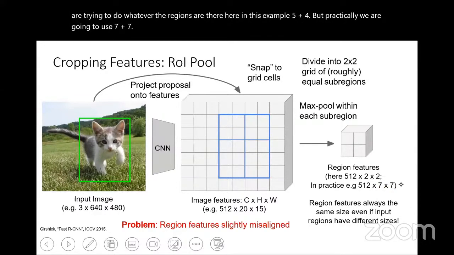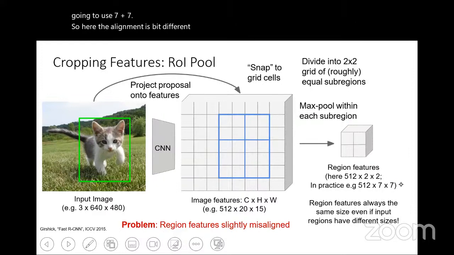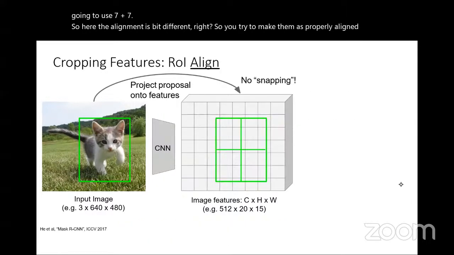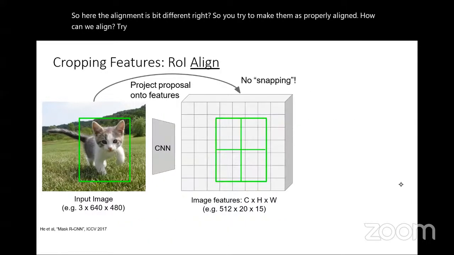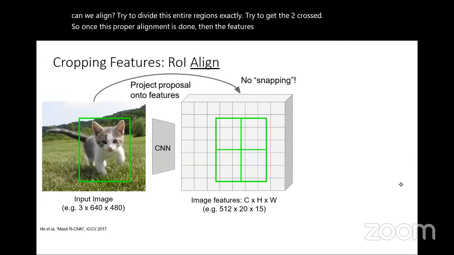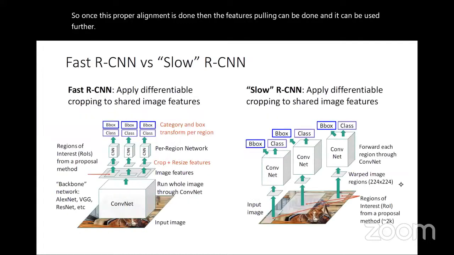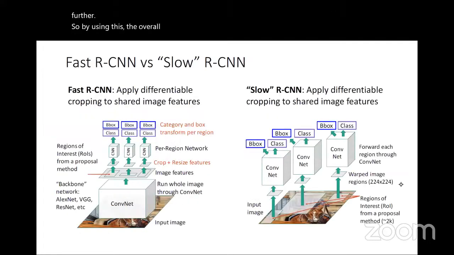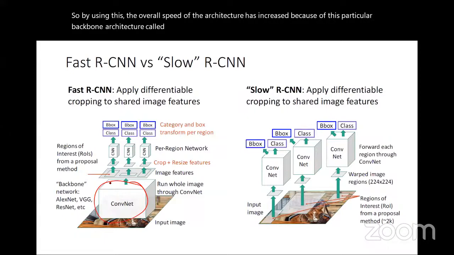So here the alignment is a bit different, right? So you try to make them properly aligned. How can we align? Try to divide this entire region exactly, try to get the 2 cross 2. So once this proper alignment is done, then the feature pooling can be done and it can be used further. So by using this, the overall speed of the architecture has increased, because of this particular backbone architecture called VGG 16 or AlexNet or whatever architecture you want to use.